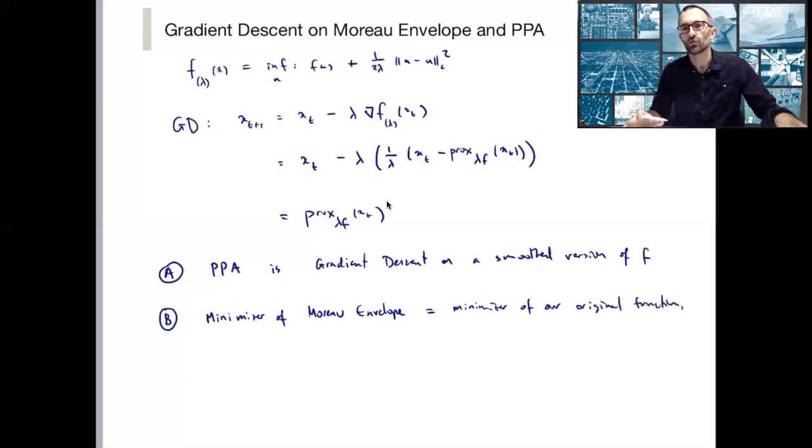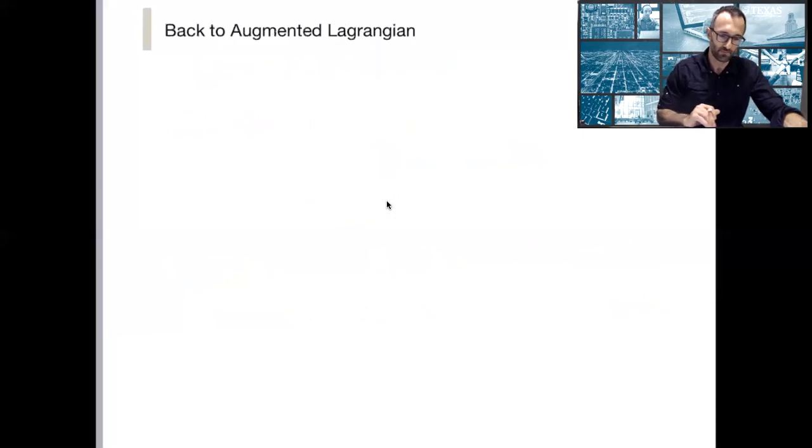This is useful separately because it basically means that if you want to smooth a function with the hope that you're going to get faster convergence, then you also know that you're converging to the right thing. So the minimizer of the smoothed version is the minimizer of the original. Okay, now let's turn back to the augmented Lagrangian and see what properties we have there.